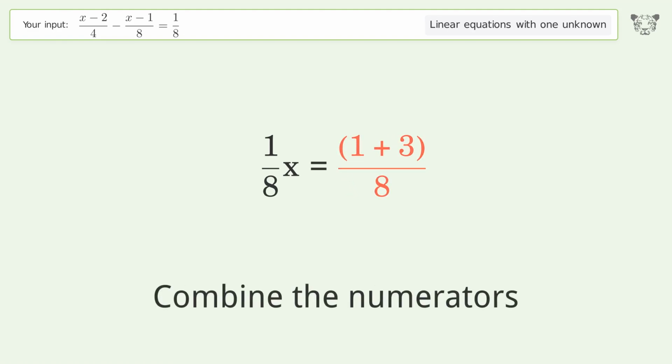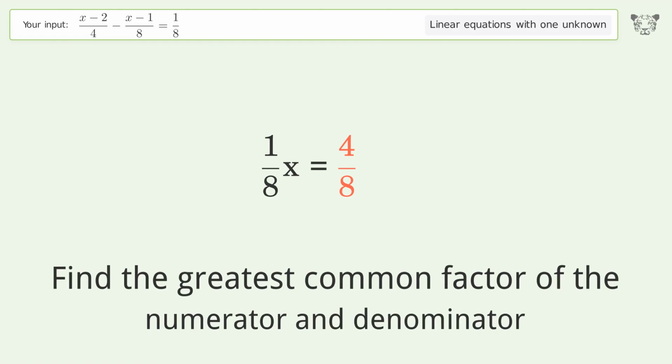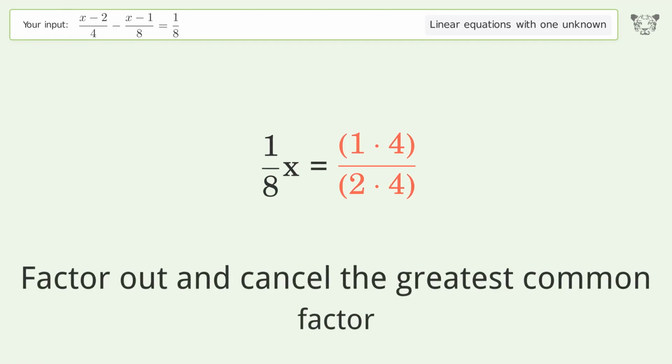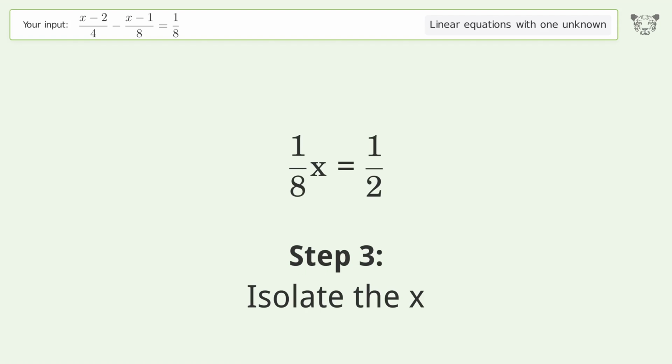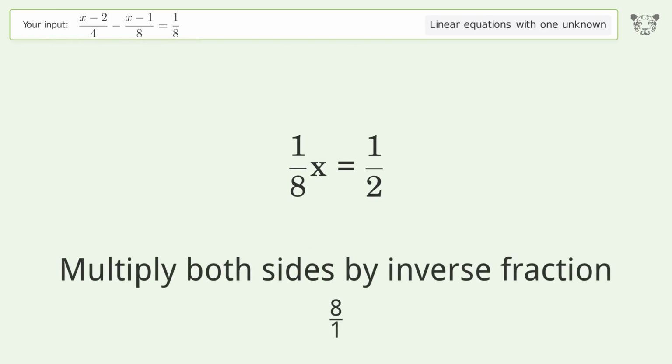Combine the numerators. Find the greatest common factor of the numerator and denominator. Factor out and cancel the greatest common factor. Isolate the x. Multiply both sides by inverse fraction 8/1.